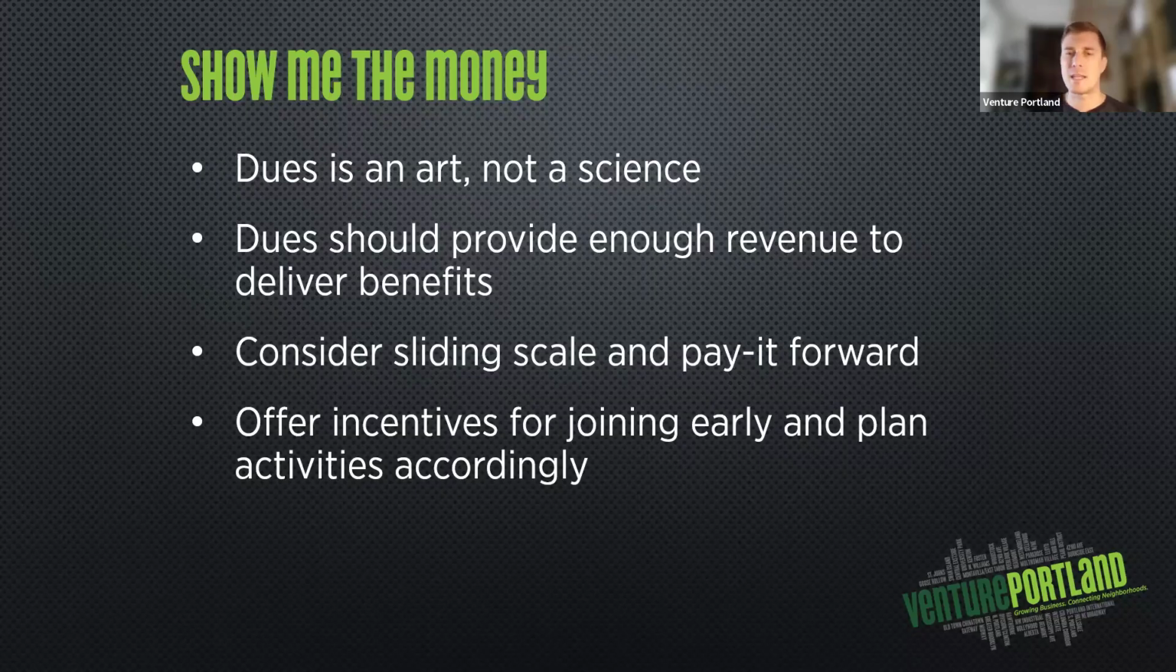You also want to offer incentives for joining early and plan your activities around your membership campaign. So for example, Venture Portland this year, our membership campaign started in mid-December, and we had our grants program due at the beginning of March. So that way, anybody that wanted to apply for a grant had to join in January or February so they could apply for that grant.